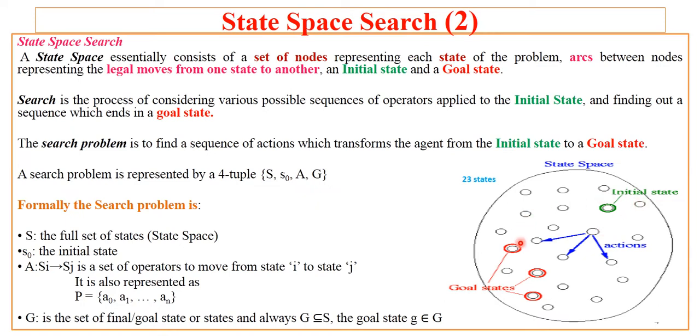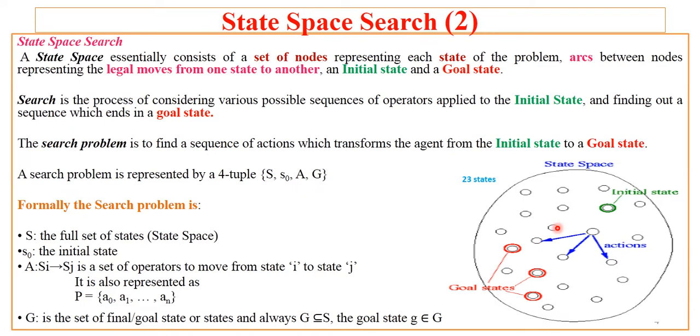Now here there are various circles. You'll find the green circle as the initial state, then this blue arc as the transition from one state to another state, and to make a transition from, say, the initial state to the goal state, there might be so many intermediate states which the problem solver will consider as a part of the legal moves and which will lead to the goal.